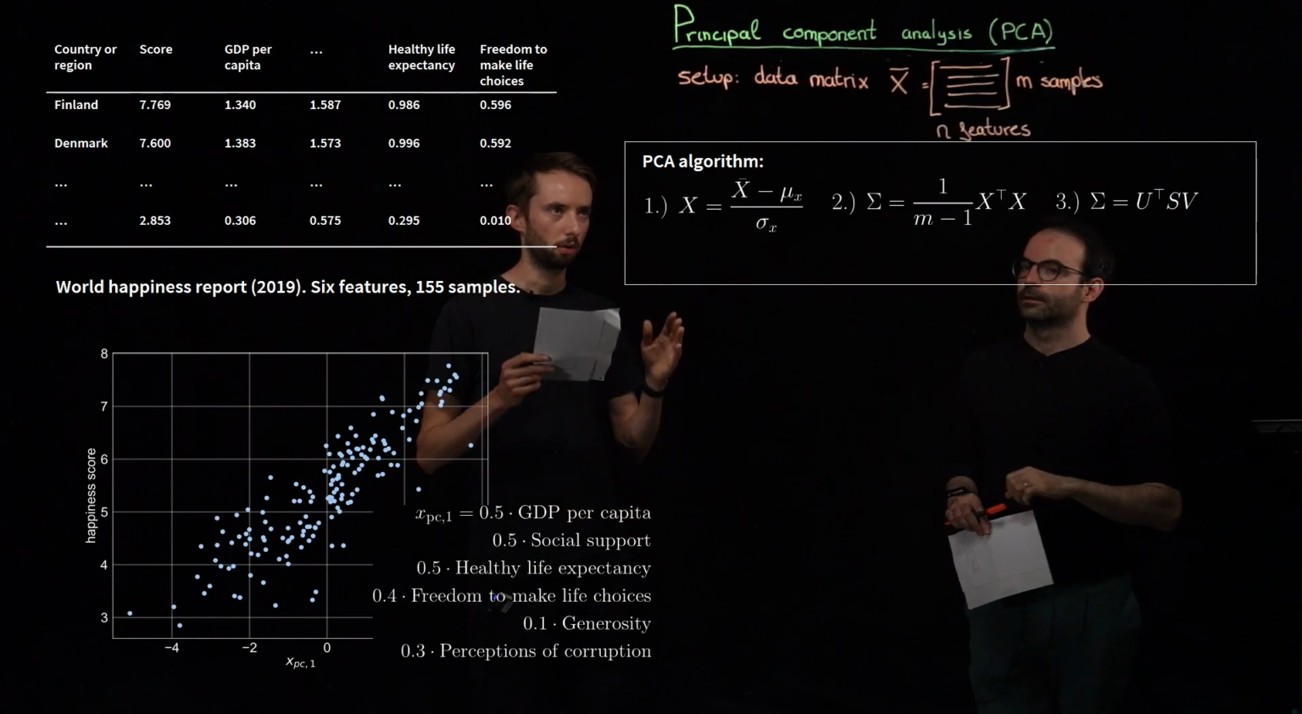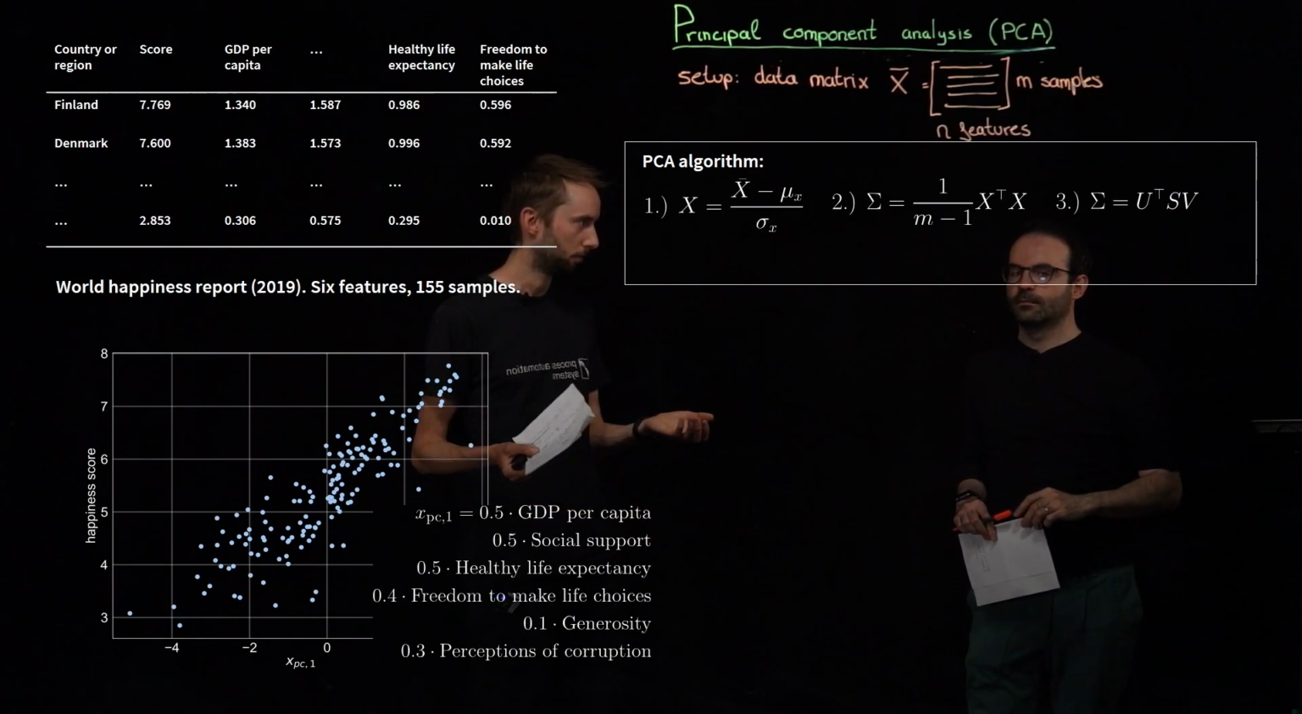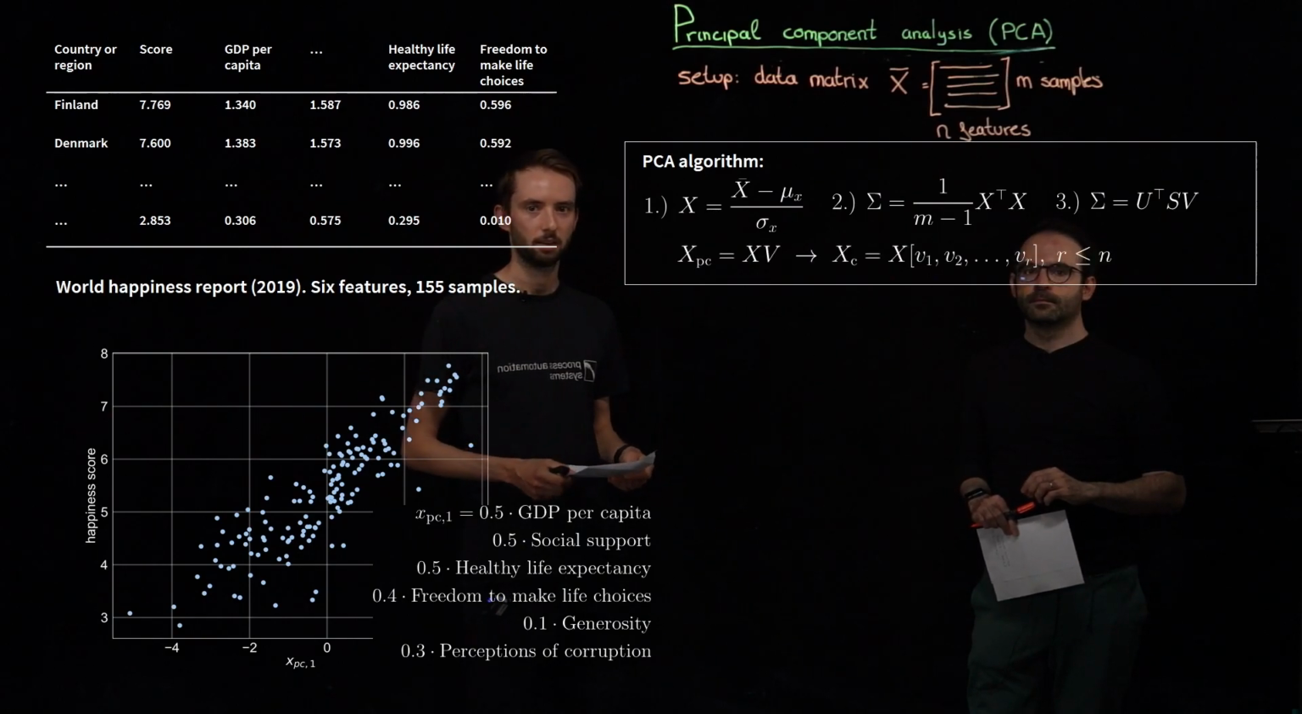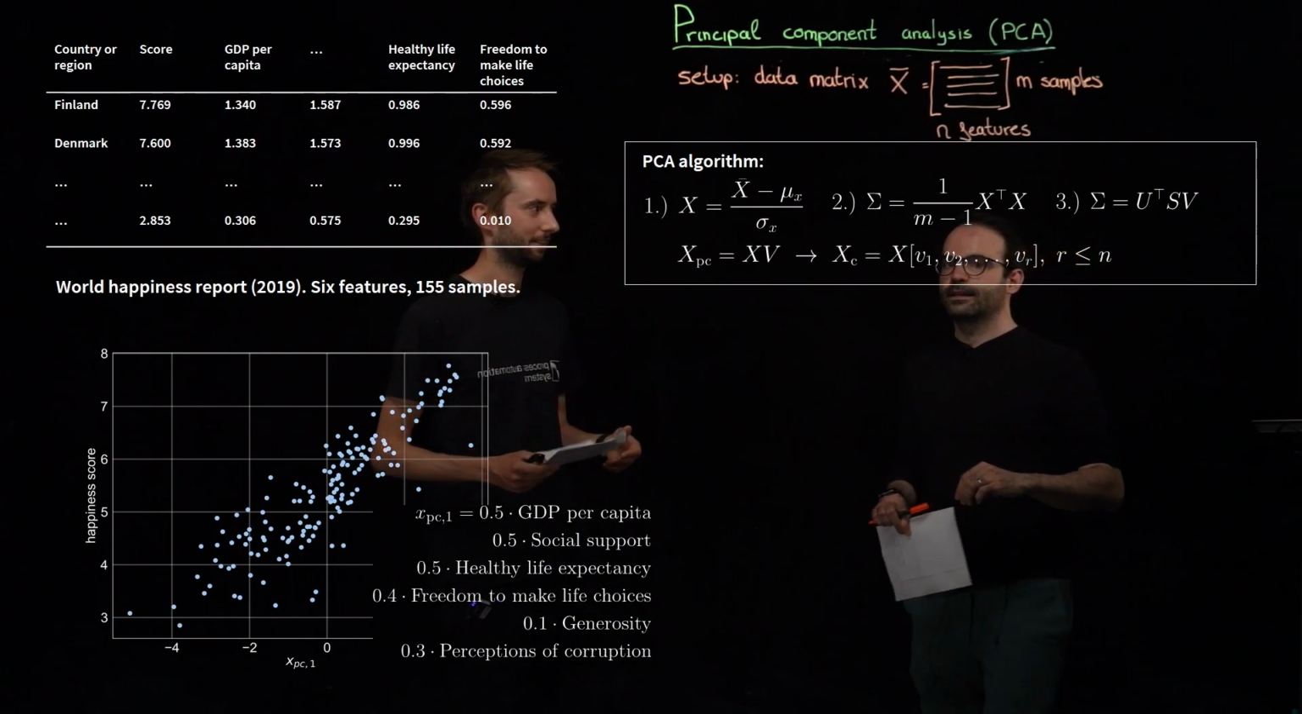Right. Okay. So in this way, we have now pre-processed the data for PCA, and then comes the important second step, and that looks like this. So can you explain to us what's going on here? Yes, exactly.